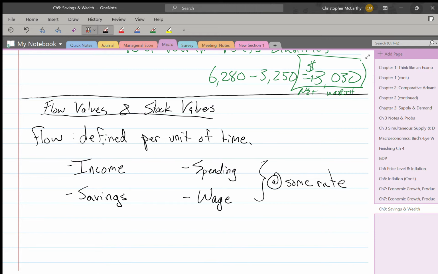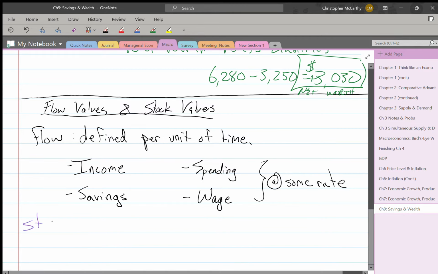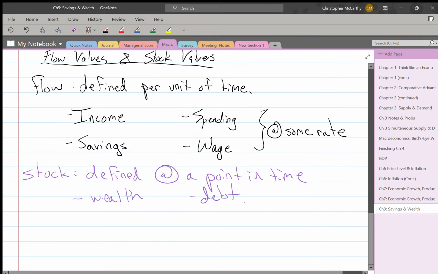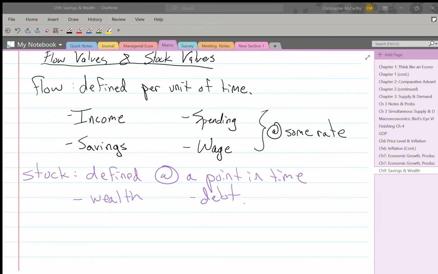Compare this to a stock. A stock is defined at a point in time. So wealth, debt, right? We can always go take a terrifying look at the U.S. debt clock. Did we do that in this class already? We already did. All right, we'll skip it this time. But the debt clock tells us both the flow, the deficit. Well, let's just find it. I think it's just usdebtclock.org.